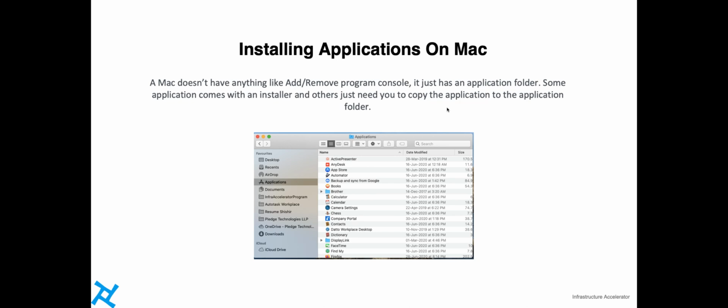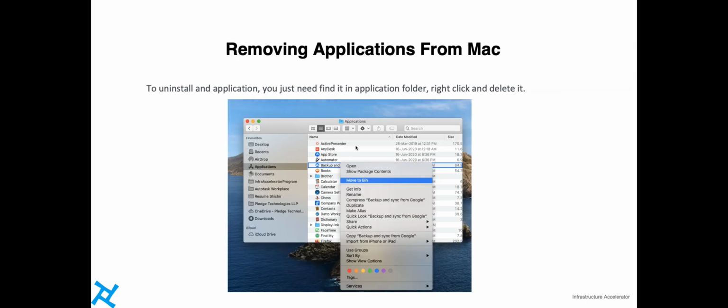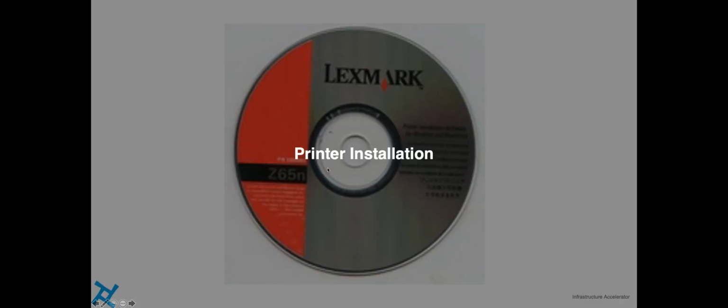Installing an application on Mac is a little different. There is no add remove program. You basically have this Applications folder, and what you have to do is just download the application, double click on it, and it gives you an option to copy the application package into the Applications folder, and that's what you do. And when you have to delete the application, you just right click on it and say delete or move to bin, like here. So that's how you delete an application from a Mac. That completes add and remove program.